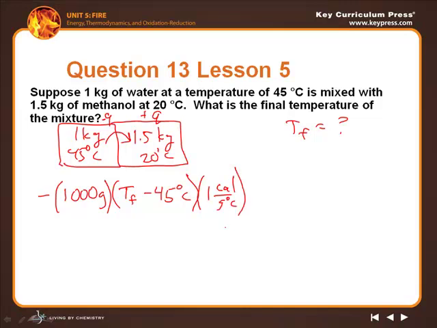Now, this Q value is going to be exactly the same for the methanol, except it will be positive. So for the methanol, there's 1,500 grams, times the temperature final minus 20 degrees. And the specific heat capacity of methanol, we would have to look that up on lesson number 5. Can you look it up on lesson number 5? What's the specific heat capacity of methanol? I don't know that. 0.58.